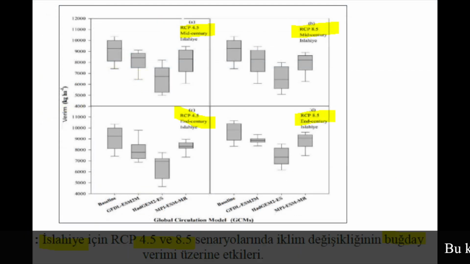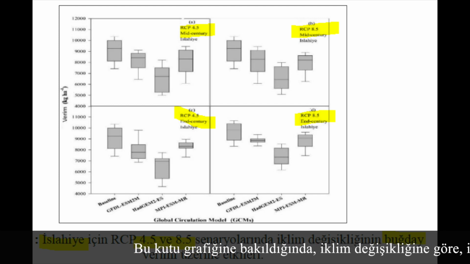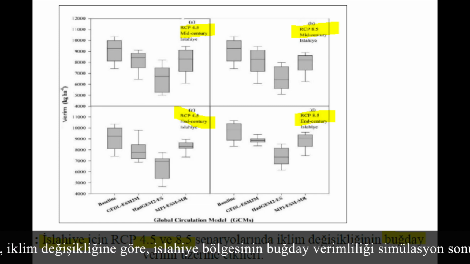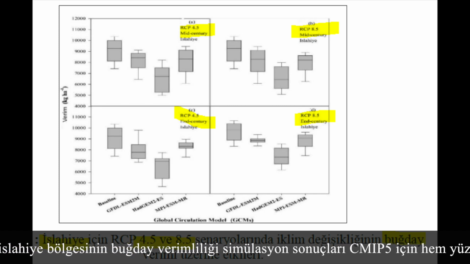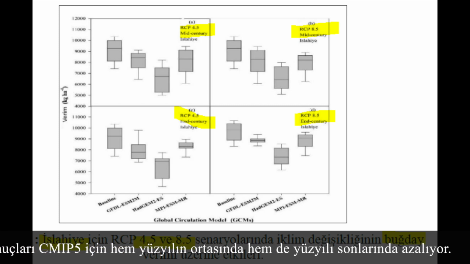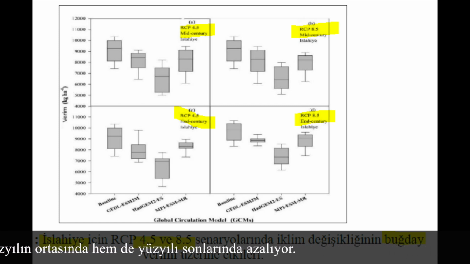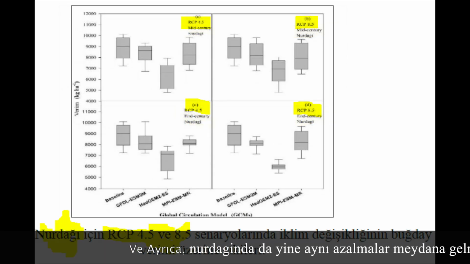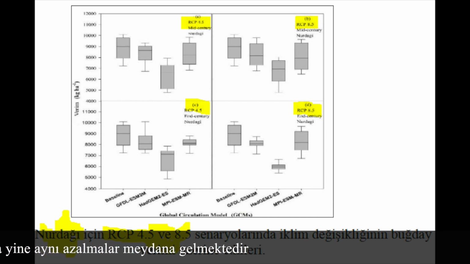In this box plot, you can see, according to my climate change simulation results for the Islahiye region, wheat yields are decreasing both in the mid-century and end-century for CMIP5, and according to the Nurdağı box plot the same thing is happening.